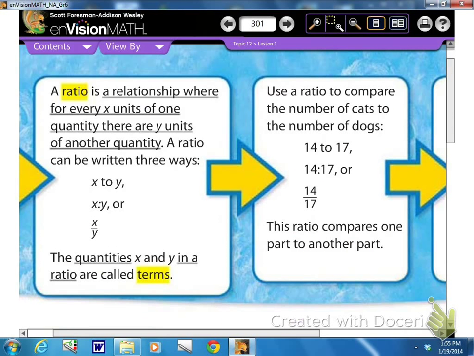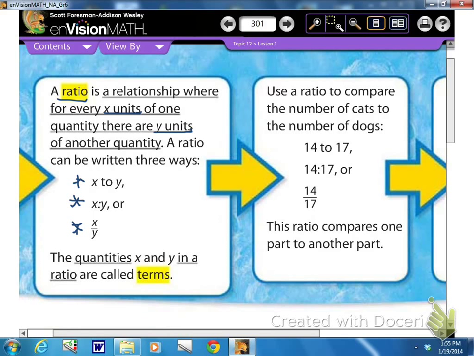All right, so here's a definition for you to write down. Ratio. A ratio is a relationship where for every X units of one quantity, there are Y units of another quantity. So make sure you get that definition down. Pause me if you have to. It says a ratio can be written three ways. All right, and we've talked about this before. X to Y, X colon Y, or X over Y.